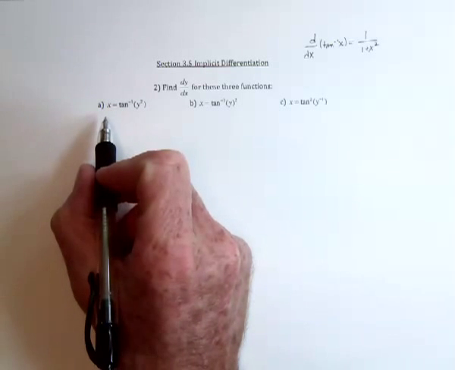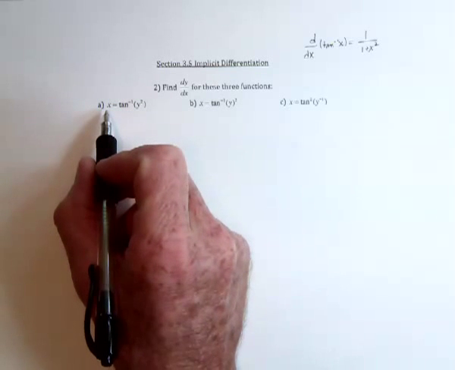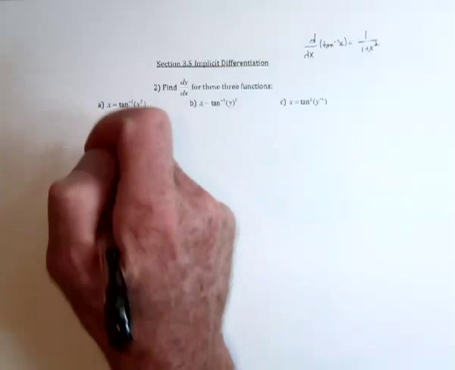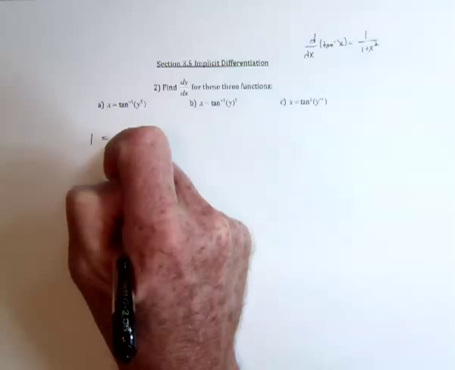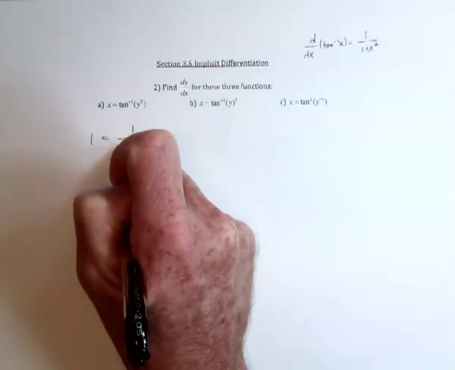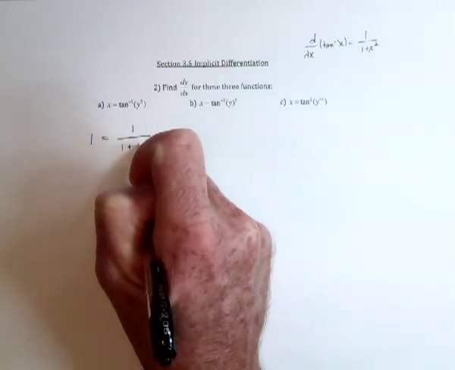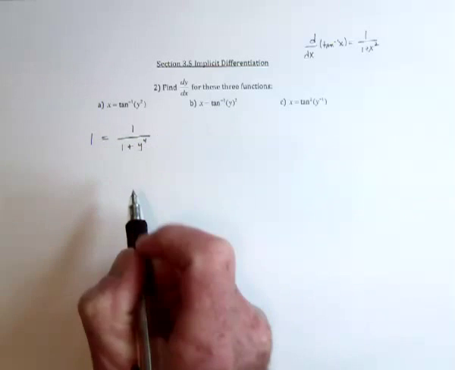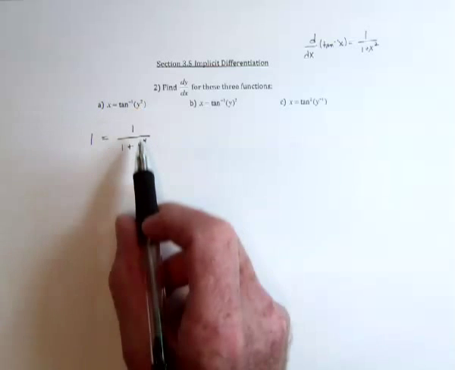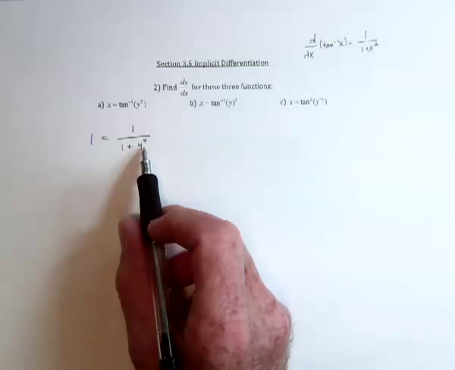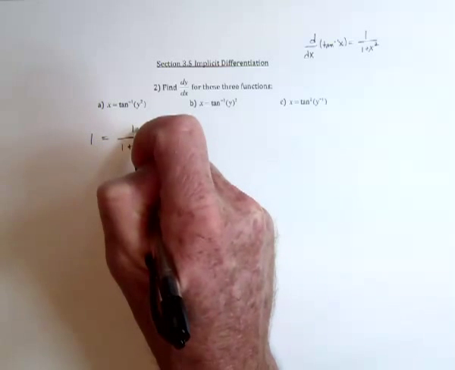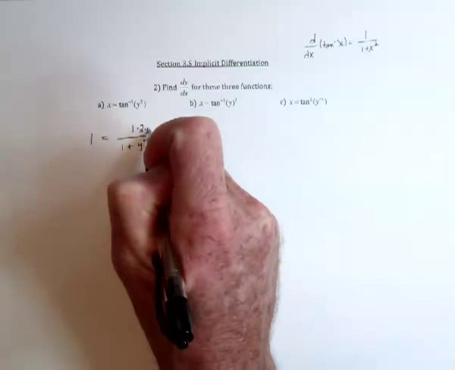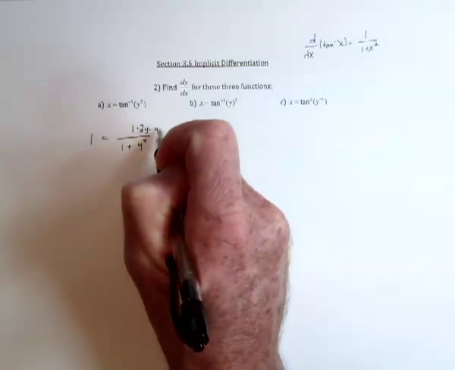So we've got to take the derivative on both sides. So the derivative of x is going to be 1 equals the derivative of tangent inverse, which is 1 over 1 plus the argument squared. So y squared squared is going to be y to the fourth. And then the chain rule says take the derivative of the inside function. So take the derivative of y squared, which is a 2y, and then you have to take the derivative of y, so that's y prime.